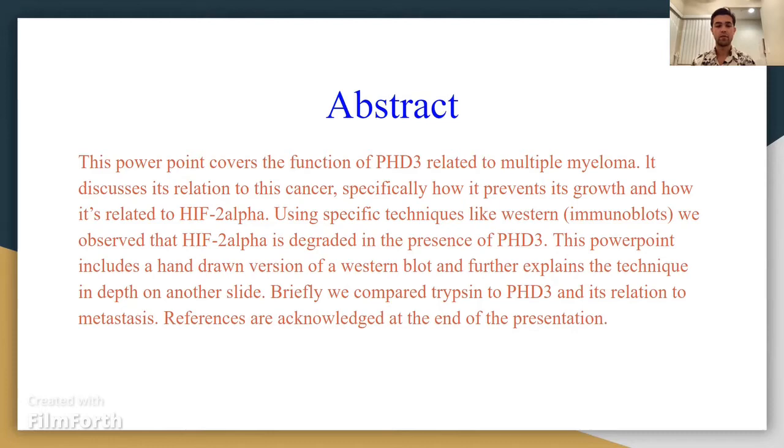Through them, we can figure out the way that PHD3 works. Finally, we compared the trypsin to PHD3, and we figured its relation to metastasis. And at the end, we have our references.